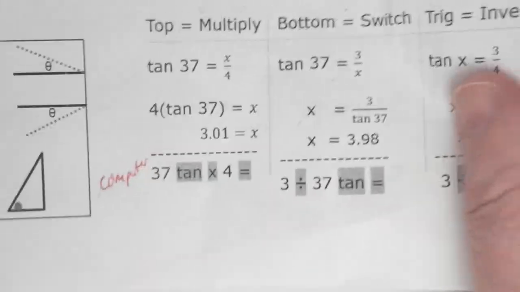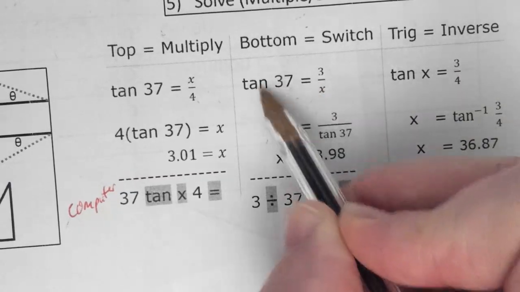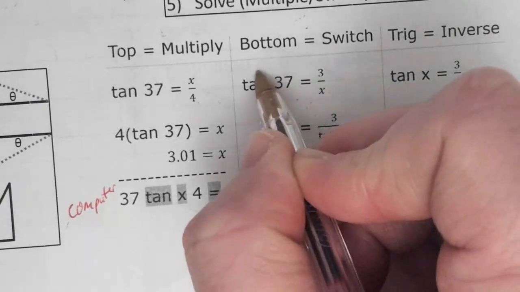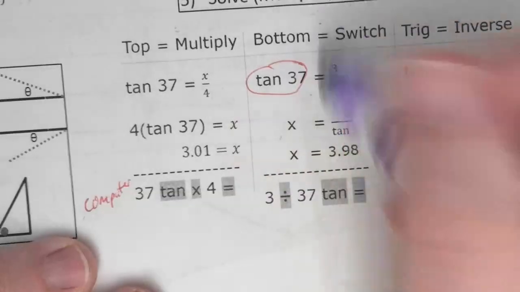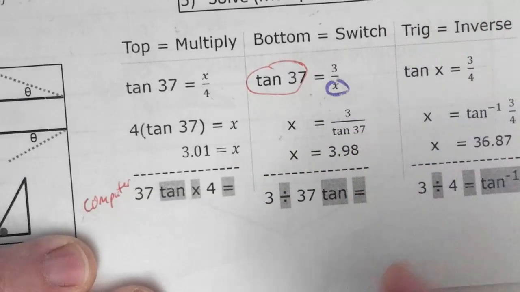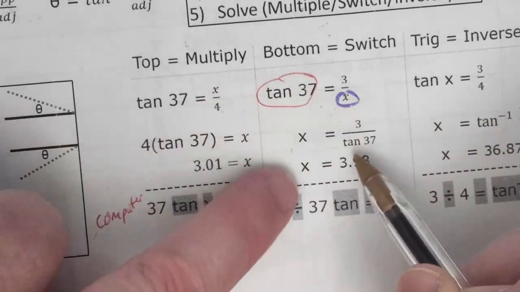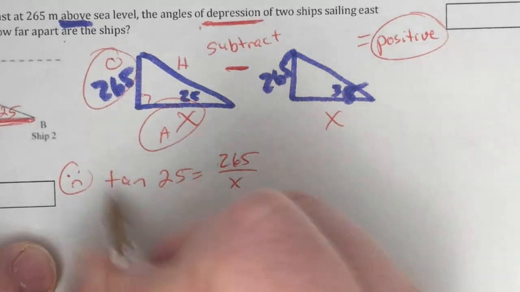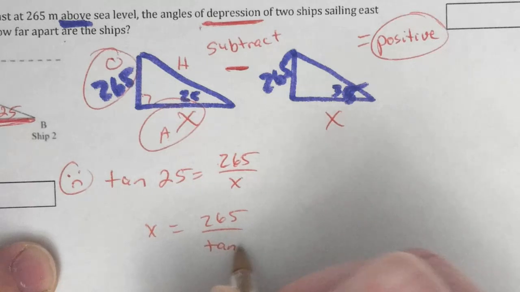So this is what I'm talking about. x was on the bottom, so we're going to switch these. The x goes over here, and the tan 25 goes all the way down here. So you're switching this entire thing. So the red and the purple, they totally switch, and then you would get this. All right, so let's go ahead and put that in ours. So x equals 265 over tan of 25.